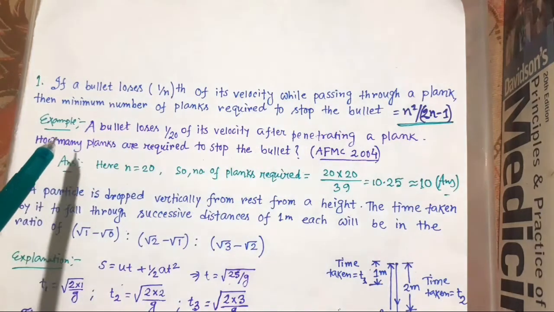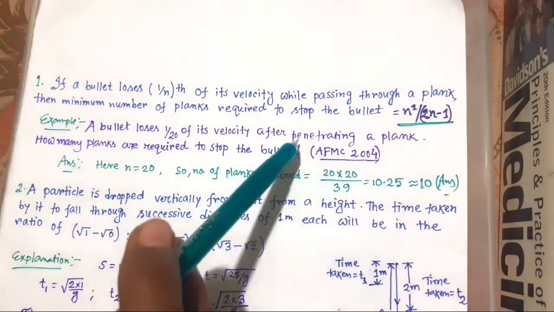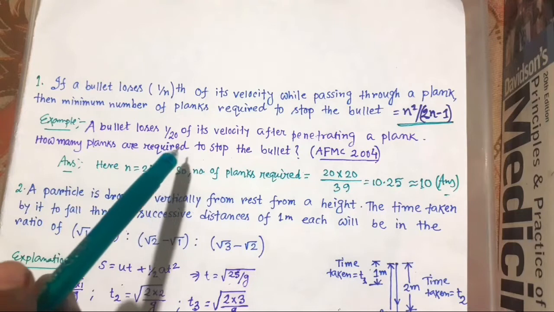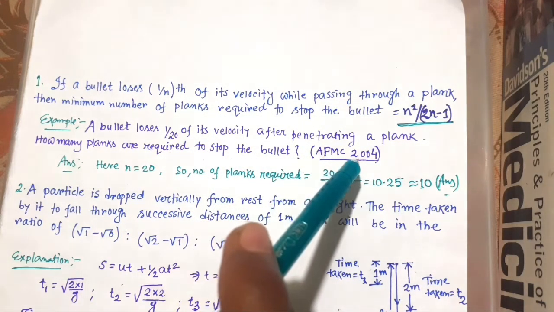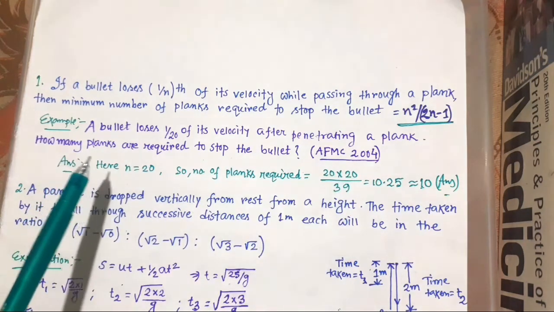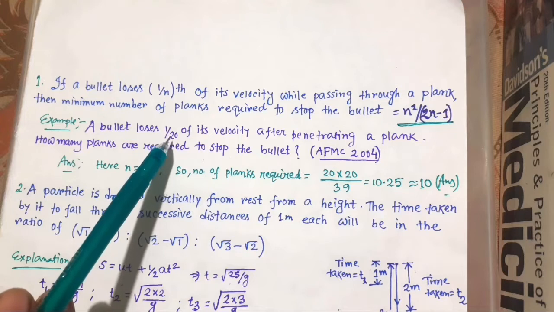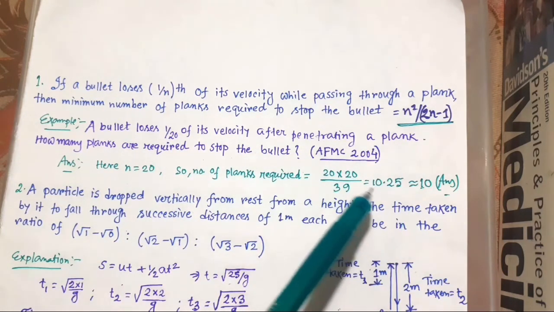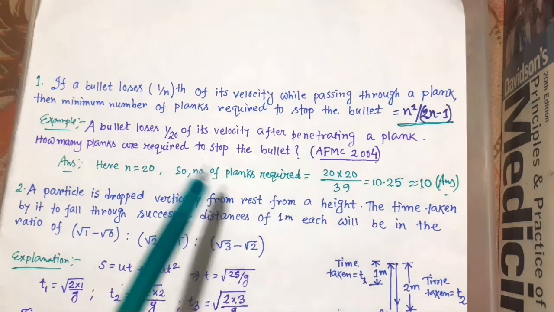So take an example. A bullet loses 1 by 20 of its velocity after penetrating a plank. How many planks are required to stop the bullet? The question is of AFMC. Okay. So what will be the solution now? From this we know n equals 20. Now putting this into the formula we get 10.25, that is nearly 10. Okay. This is the answer.